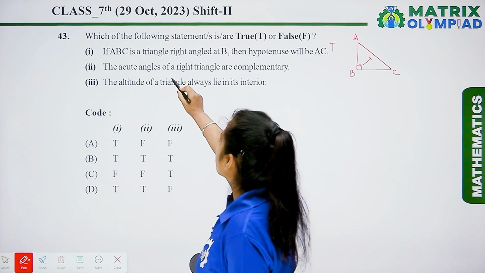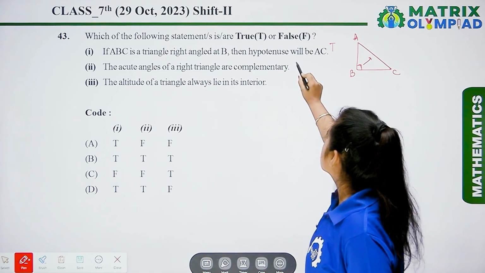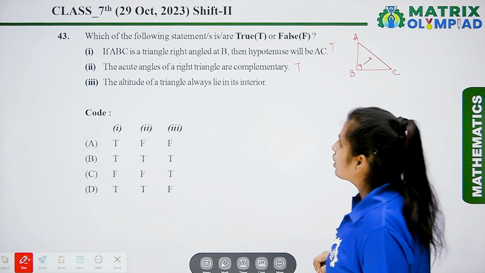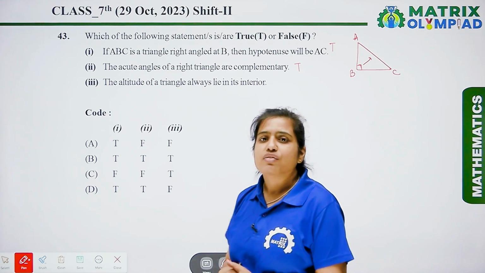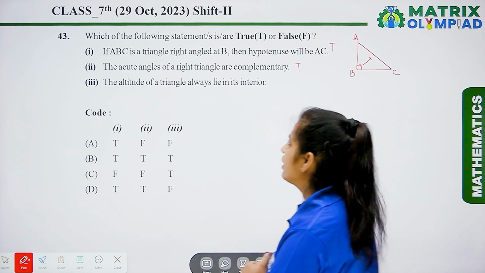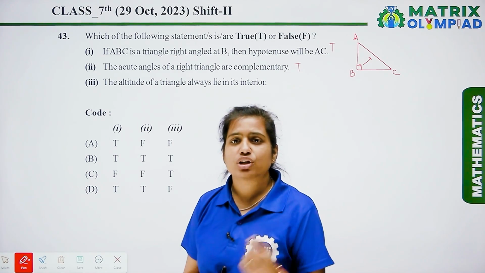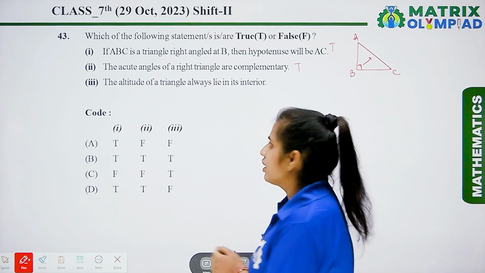Next is the acute angles of a right triangle are complementary. Yes, this statement is also true because in a triangle we follow the angle sum property, that is the sum of all the angles is 180 degrees. If one angle is 90 degrees, then the sum of the rest of the two angles is complementary.